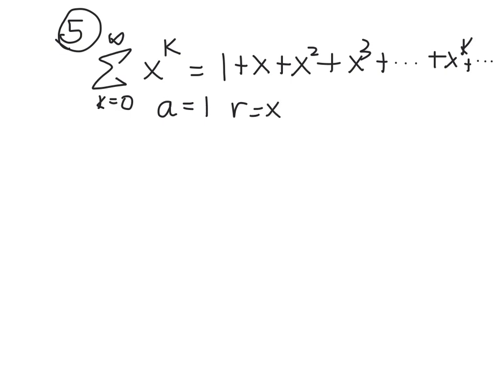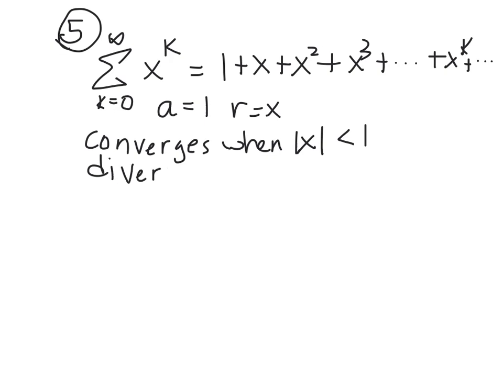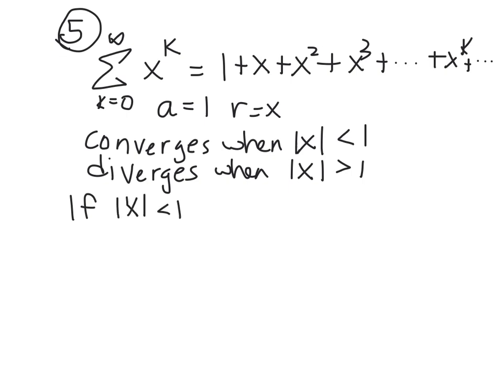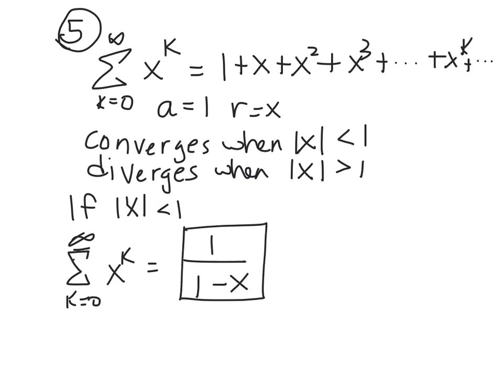So does this series converge or diverge? Well, it converges when the absolute value of x is less than 1, and it diverges when the absolute value of x is greater than 1. So the sum, if the absolute value of x is less than 1, from k equals 0 to infinity of x to the k would be equal to the first term, which is 1, divided by 1 minus r. So that's the sum of the terms of that series.